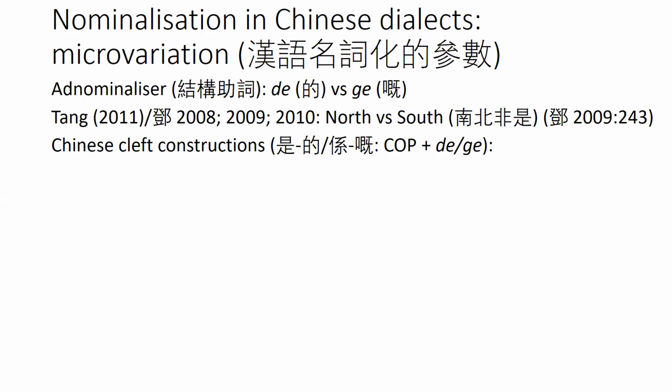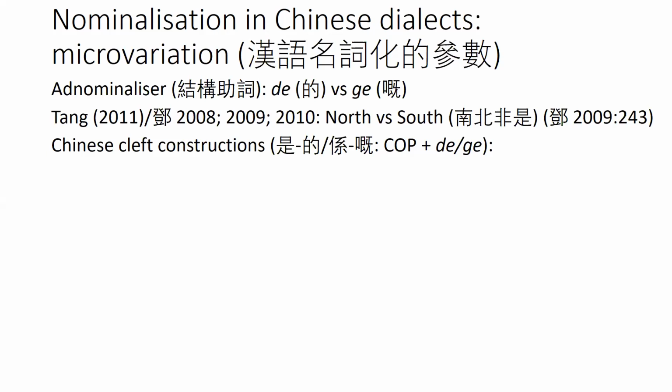And he has accounted for microvariation in two constructions. Namely in the Chinese clefts, where, all right, we have this cleft construction where the copula verb takes a complement ending in de or ge. So in Mandarin 是的 or Cantonese 係嘅.